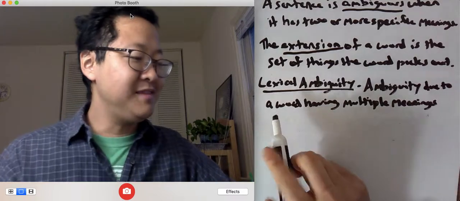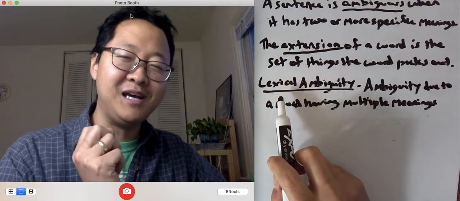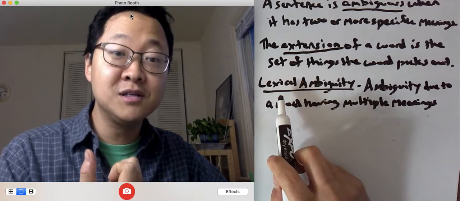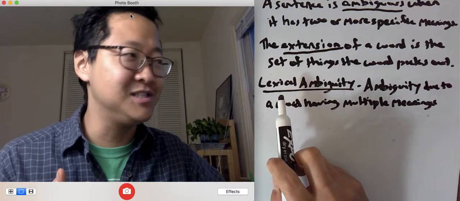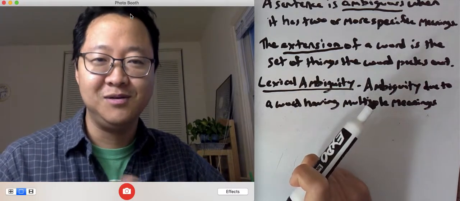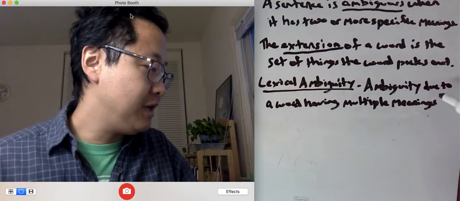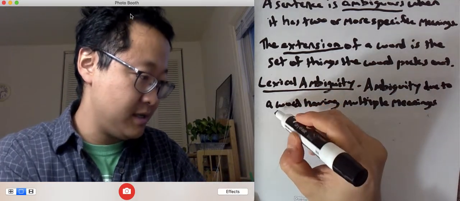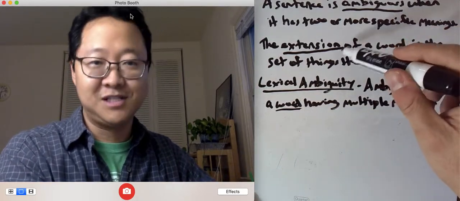The word lexical, when you see the lex, that's the root about words. If you've ever heard of the word lexicon, a lexicon is really just a dictionary. So again, all about words. Okay, so ambiguity due to a word having multiple meanings, meaning it has multiple extensions.